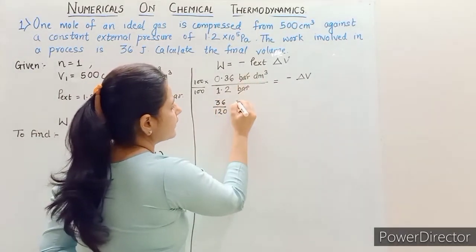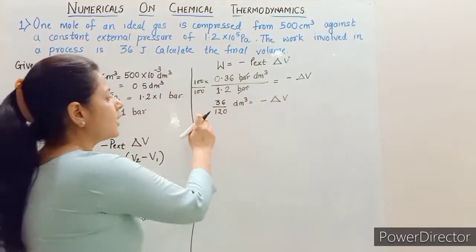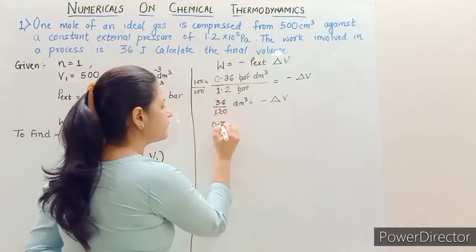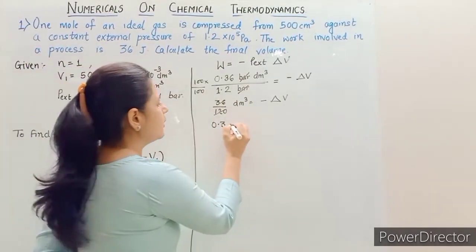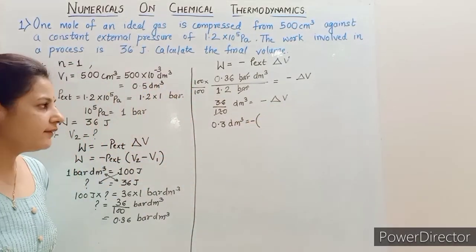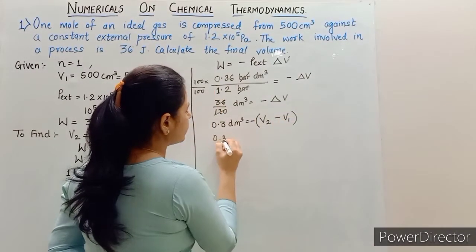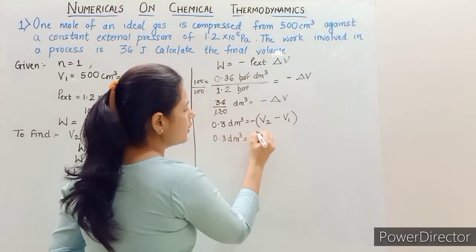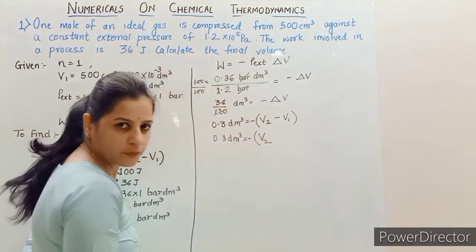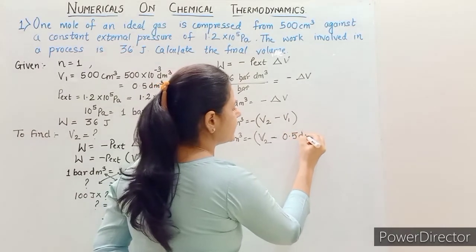Bar will get cancelled. dm cube is equals to minus delta V. Okay, now 36 divided by 120 is nothing but 0.3 because 12 3s are 36. Okay, 0.3 dm cube is equals to, now minus delta V is V2 minus V1. So minus V2 minus V1. Therefore 0.3 dm cube will be equals to, now in this case we don't know V2, so let us keep V2 as it is. Okay, minus V1 is 0.5 dm cube.